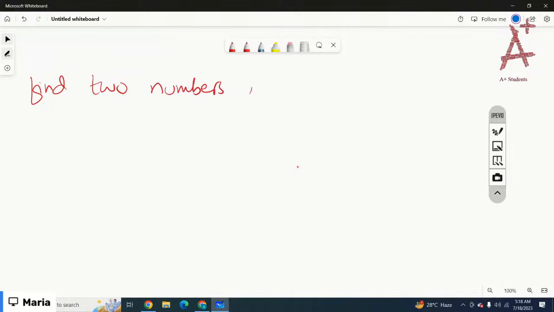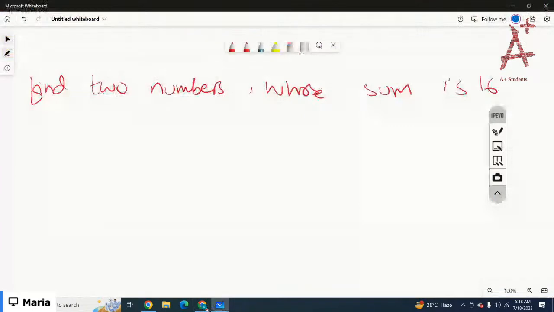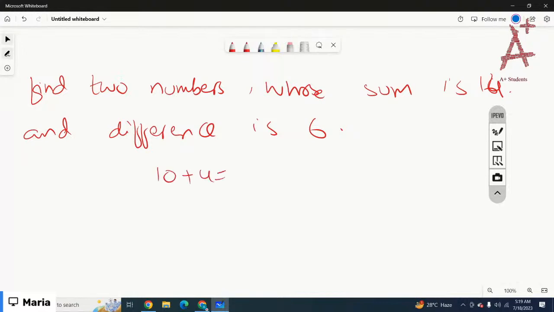You have to find two numbers whose sum is 16, I think 14. 14, and their difference is 6. Okay, think of the two numbers. 8 plus 6 is 14. 12 plus 2 is 14. 10 plus 4. Yes. 10 plus 4 is 14, and when you subtract them, 10 minus 4, they make 6.